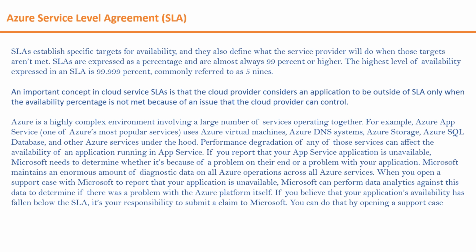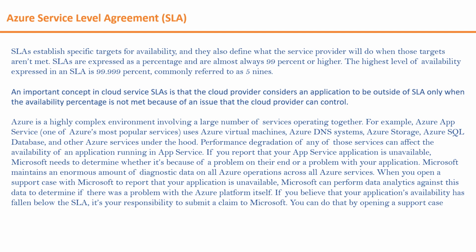An important concept in cloud service SLAs is that the cloud provider considers an application to be outside of SLA only when the availability percentage is not met because of an issue that the cloud provider can control. In other words, if you deploy new code to your application and it causes your application to crash, the cloud provider is not going to consider that a breach of SLA. If you install a component on your virtual machines and it causes the machine to go down, that is not within the cloud provider's control and isn't classified as not meeting SLA, because SLAs only refer to problems within the control of the cloud provider.